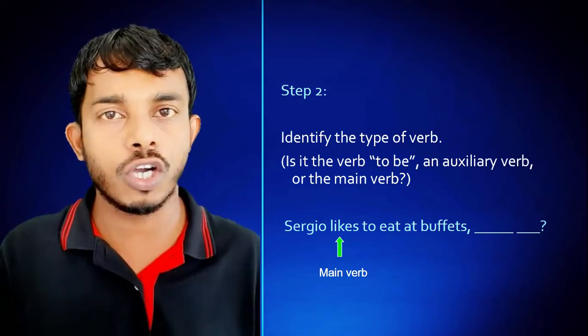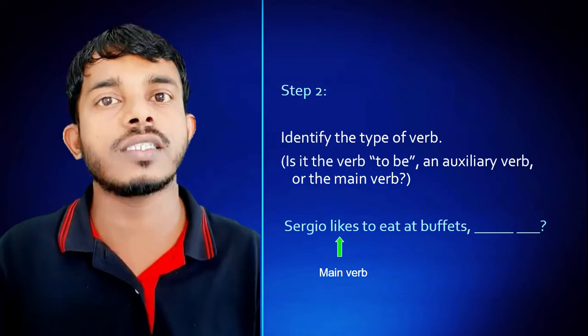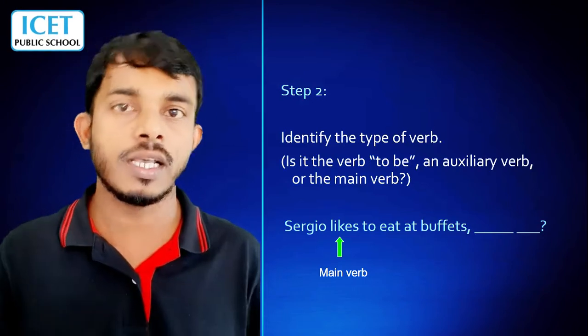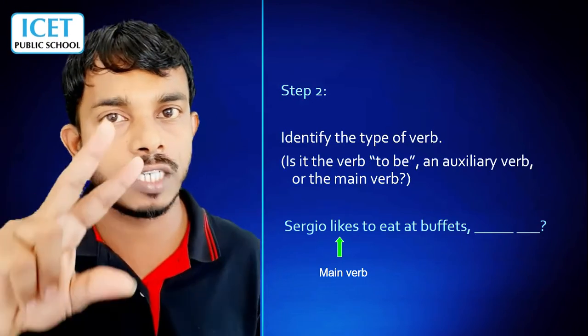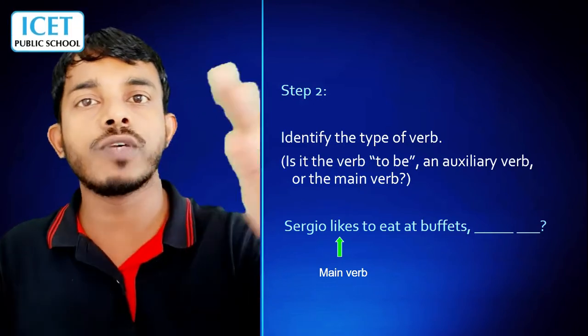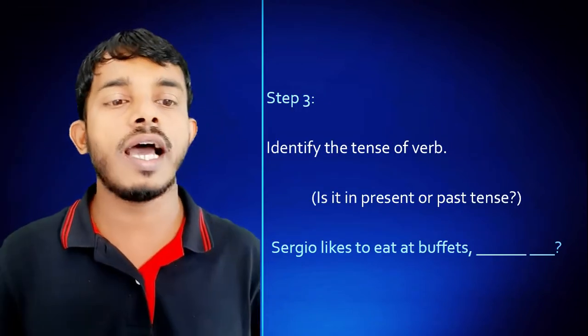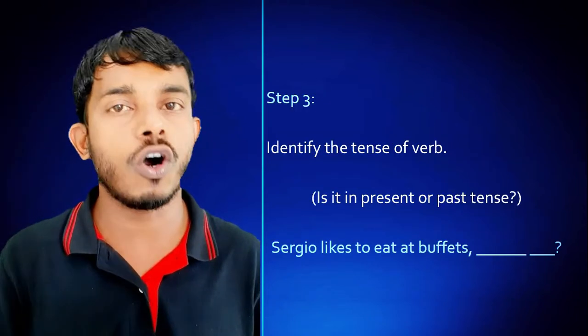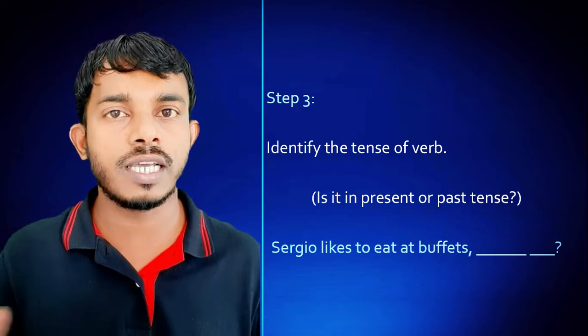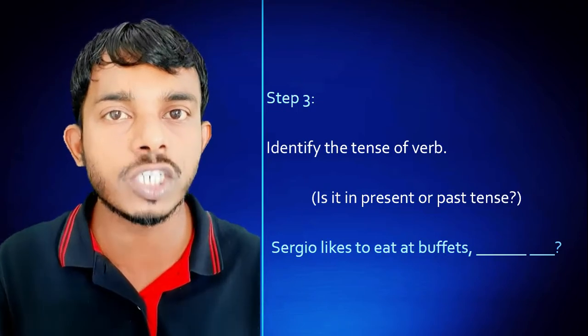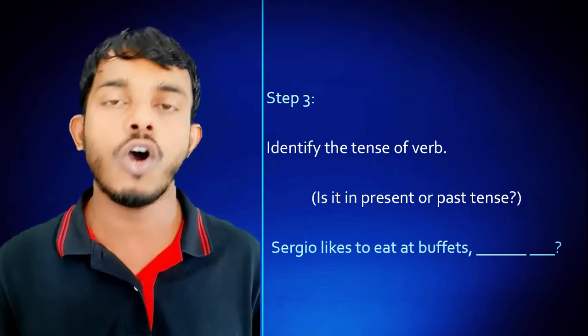But here there is no auxiliary, only likes. Likes is the main verb in the sentence. That also we identify. Now step 2 is over. Now we are moving on to step 3. What next we have to do is identify the tense of the verb. The sentence is written in which tense, whether it is in present tense or in past tense.